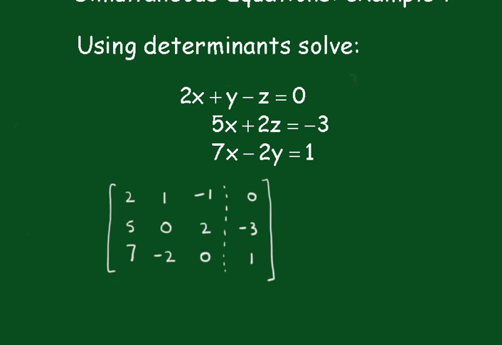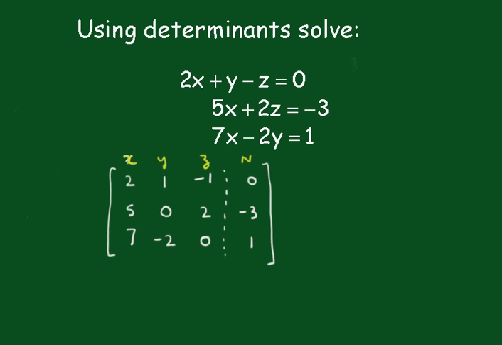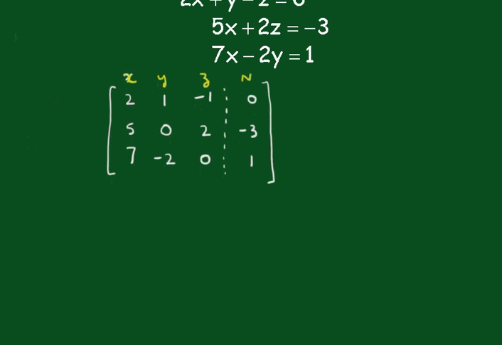Now I'll just write them in above that. That's the x, different colour, that's the x, that's the y, that's the z, and that's the number. Okay, and this is called an augmented matrix. Now from that augmented matrix, we'll work out several determinants.